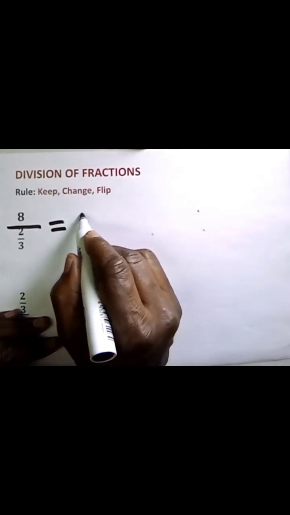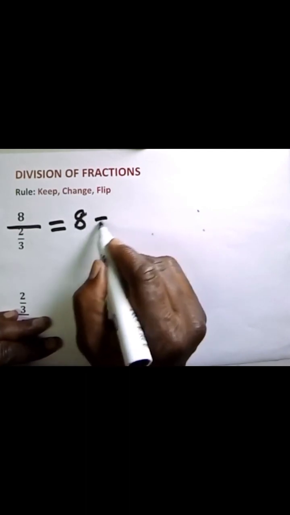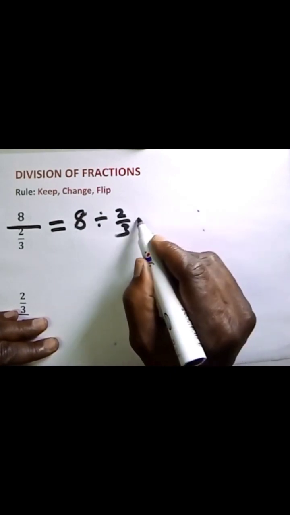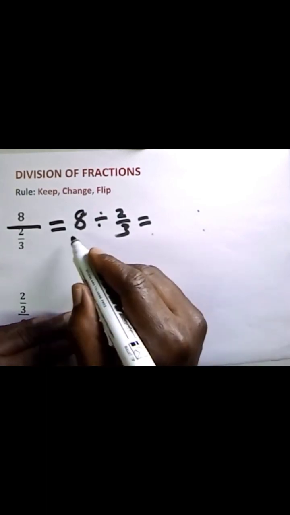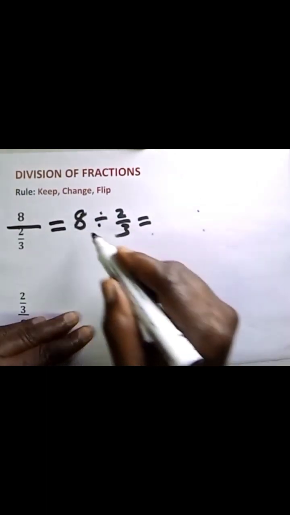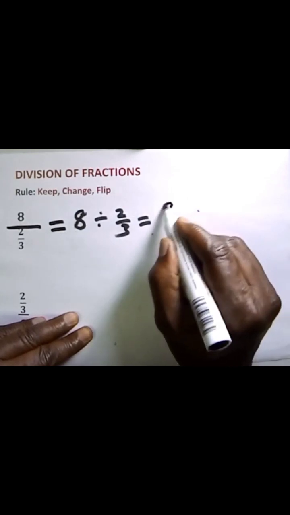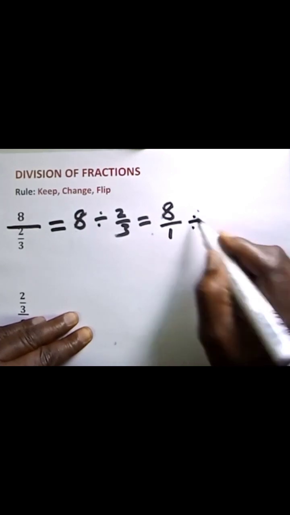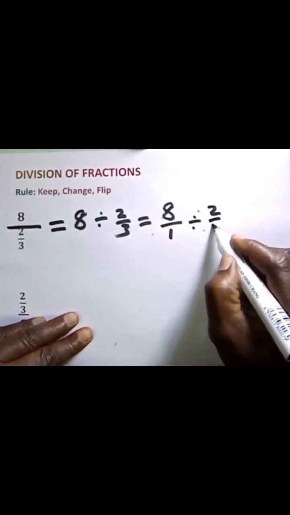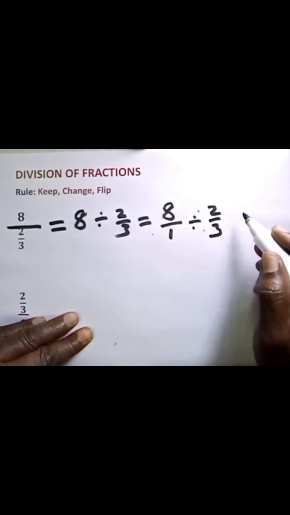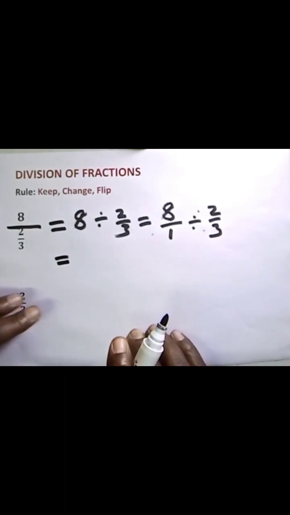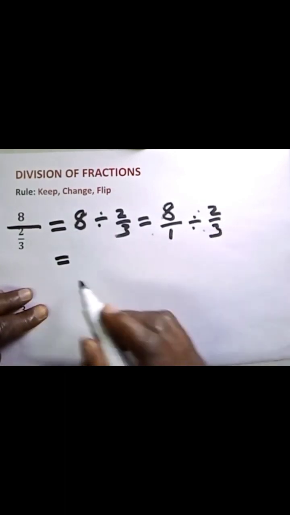This is the same thing as 8 divided by 2/3. And what are we going to do? Remember that our old trick when we did multiplication, all we need to do is convert this whole number to a fraction. And how do we do that? 8/1 is the same thing as 8 divided by 2/3. And it's now in the form that we know.